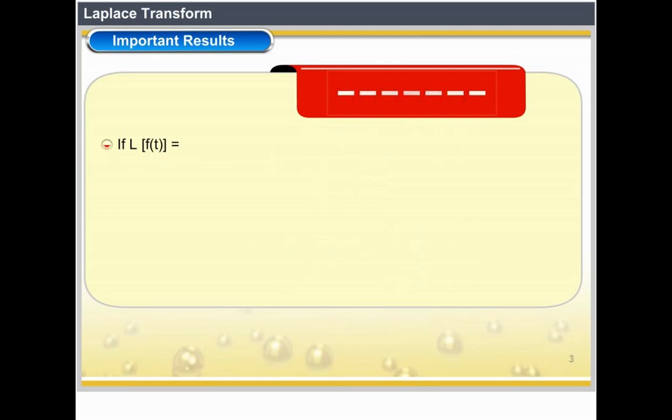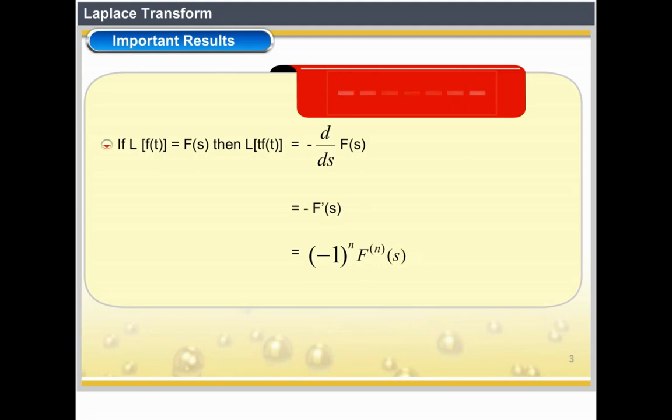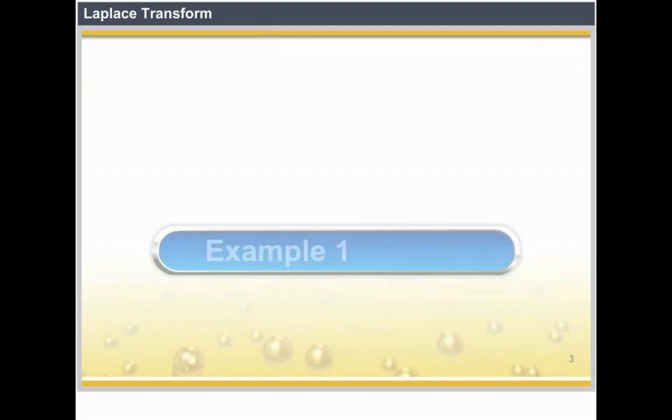If L of f(t) = F(s), then L of t f(t) = −d/ds of F(s). If we have t in the product, we have to use differentiation. If t is in the denominator, that means in the division, we have to use integration. This equals −F'(s). Then again, (−1)^n F^(n)(s).